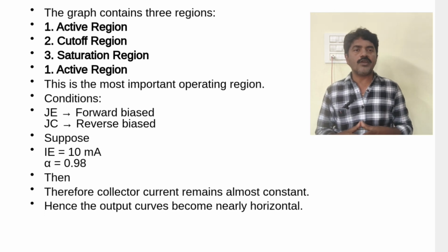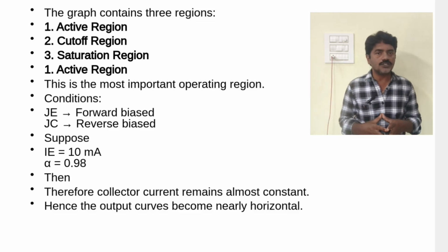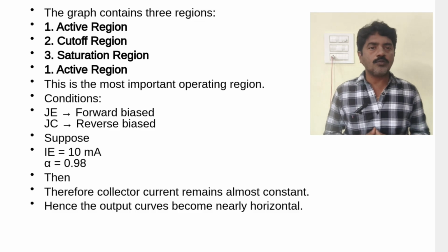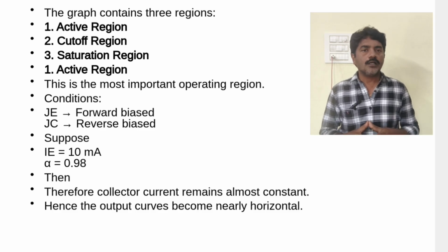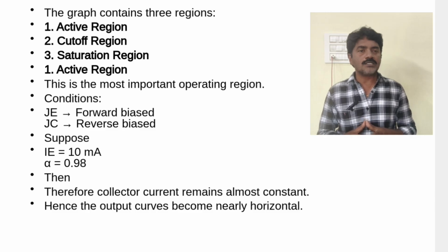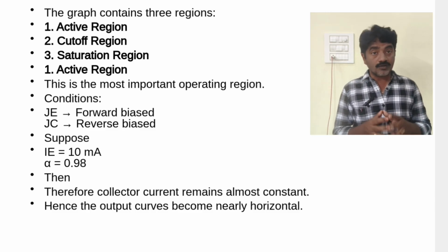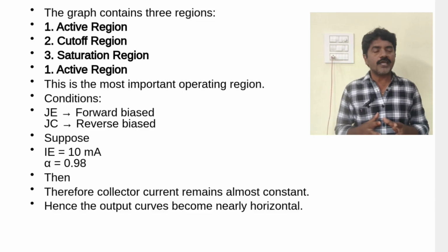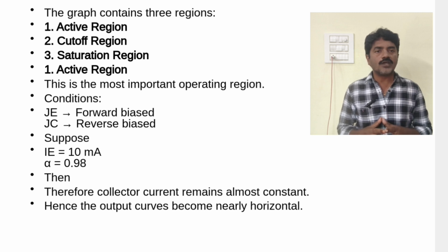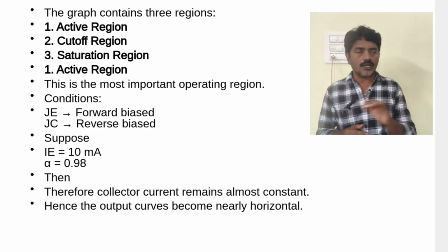Total output characteristics are divided into three regions: active region, cutoff region, and saturation region. The active region is the most important operation region. Here, since the input junction JE is forward biased, the output junction JC is reverse biased. Take emitter current IE as 10 milliamps and alpha as 0.98. Then IC is approximately 10 milliamps. Therefore, the collector current is almost constant with respect to the input current, and hence the output curves become nearly horizontal.